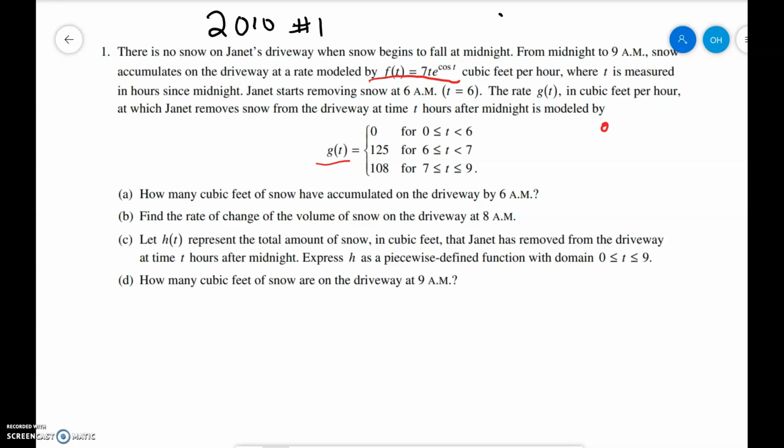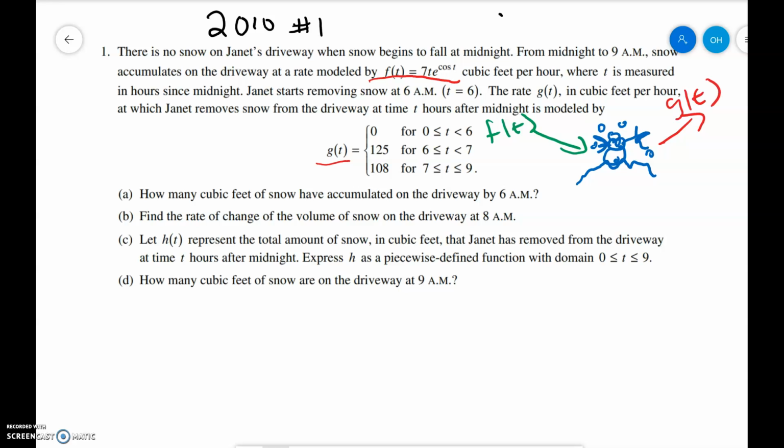So basically what we have happening here, I'm just going to draw a little picture. Okay, it's snowing. And we have snow accumulating. Here's a little snowman. Okay, and we have snow coming down, and that's represented at a rate of f of t. And we have snow being removed, and that's at a rate g of t.